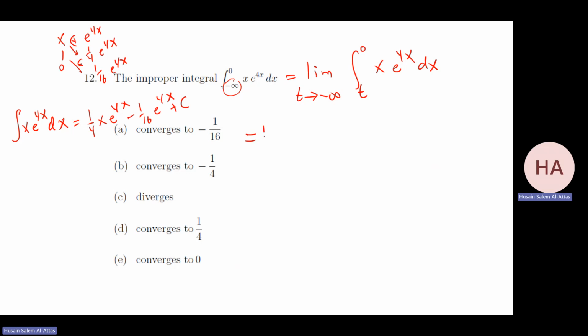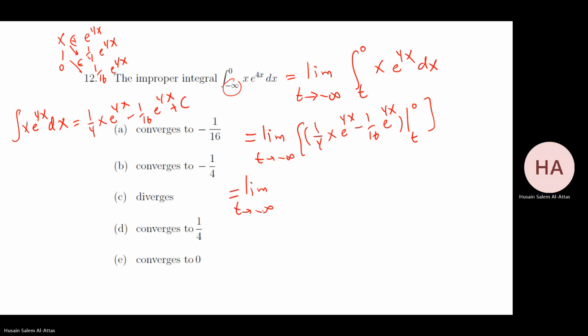So this one will be the limit as t goes to minus infinity of what? 1/4 x e^(4x) minus 1/16 e^(4x) from where to where? From t to 0. Apply the 0. Don't forget the limit. If you apply the 0, this is 0. This is minus 1/16, minus, apply the t, 1/4 t e^(4t) minus 1/16 e^(4t).